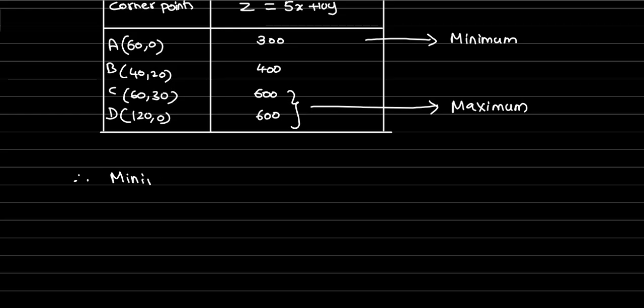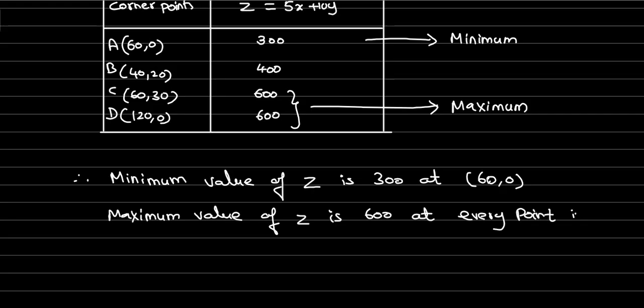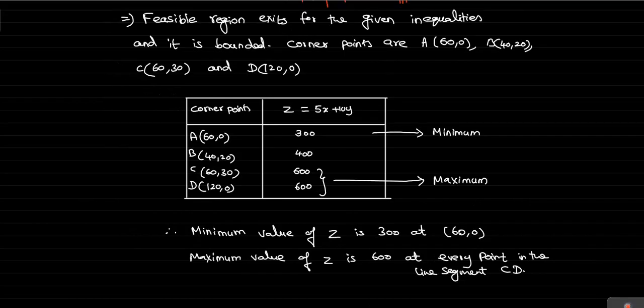Therefore, the minimum value of Z is 300 at 60 comma 0. The maximum value of Z is 600 at every point in the line segment CD. Okay, so that's all the solution.